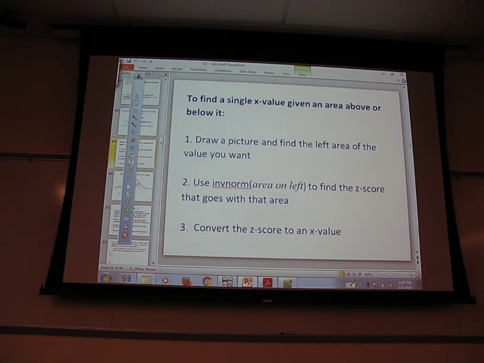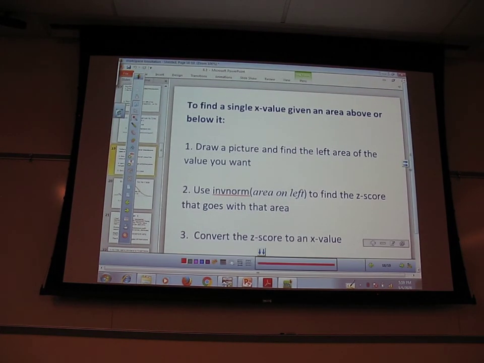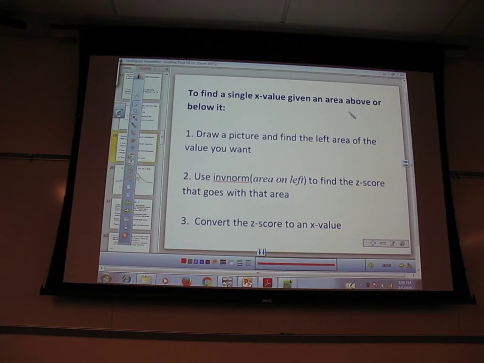All right. So here are the basic ones. Again, here are the steps. You just draw a picture. Find the left area, meaning the area on the left of the z-score that you want. And then use inverse norm of that area on the left to figure out what the z-score is that goes there. This is the middle of page 6. You guys probably have it filled in already. Then you convert the z-score to an x value.